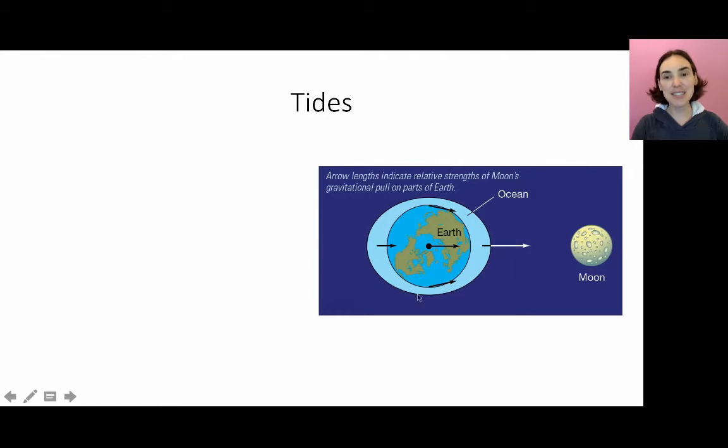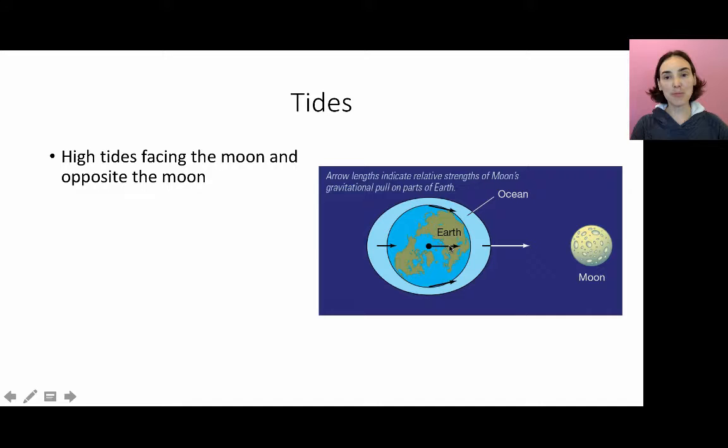The length of these arrows represents the magnitude of the gravitational force exerted by the moon on that part of the planet. So here, for example, the gravitational force is the biggest. The water sloshes toward the moon, and this point on the Earth experiences a high tide. The Earth itself is being pulled toward the moon, and it leaves this water behind on the opposite side of the Earth from the moon. So this water gets left behind, and this side of the Earth experiences a high tide as well.